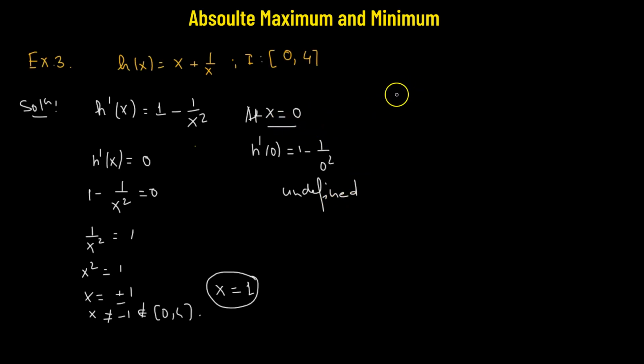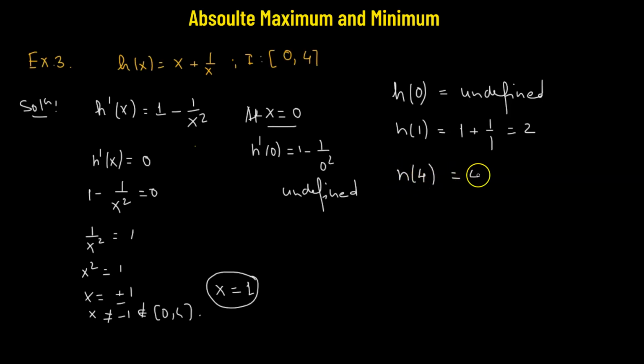So let's calculate the value of this function at the critical points, including the endpoint. So x equals 0 is the critical point, which is also one of the endpoints. This will be undefined because we have 1 over x. Then at x equals 1, this will be 1 plus 1 over 1, which equals 2. And at x equals 4, we have 4 plus 1 over 4, and this is 4.25.